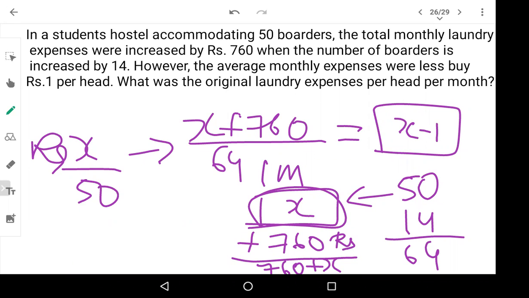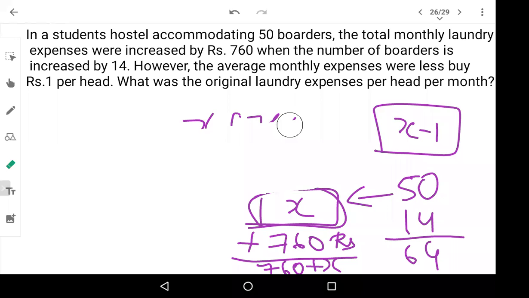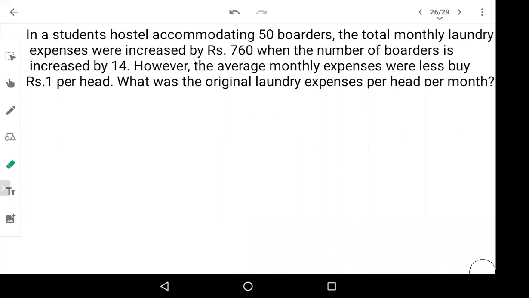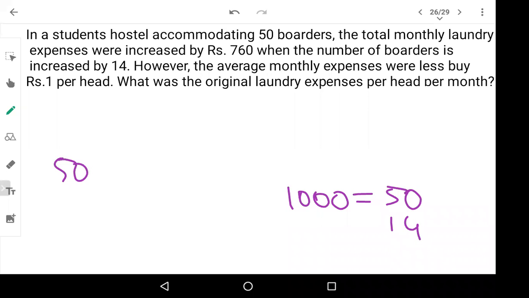Okay, 1 rupee less. Let us take some number and understand; I think then you'll be able to understand it better. Suppose it was costing them 1000 rupees for 50 people in the hostel. Now another 14 people increased. For 50 people, 1000 rupees was happening. Let us see how much each of them has to pay. So 1000 divided by 50. Each of them was supposed to pay 20 rupees for the laundry.